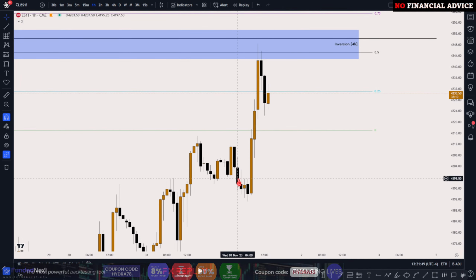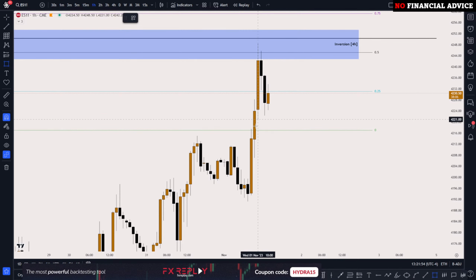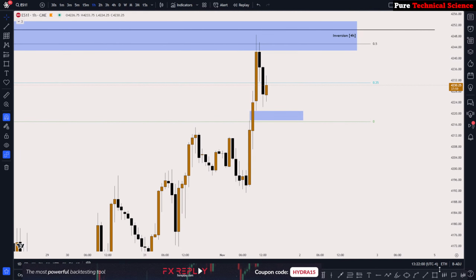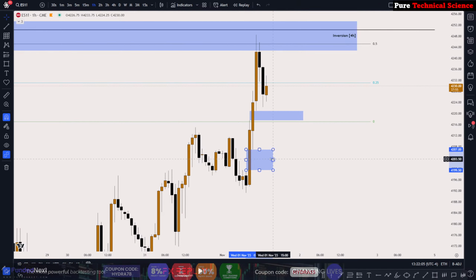Strong level of sell side liquidity, right? And we will watch that. We have a fair value gap right here, so we'll mark that. This can be like a low hanging fruit, and if price is reaching lower, we also do have this fair value gap. So these are the two levels that I'm gonna watch on ES.